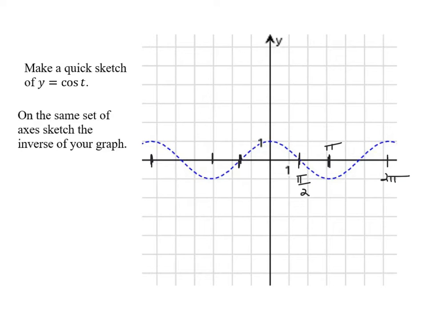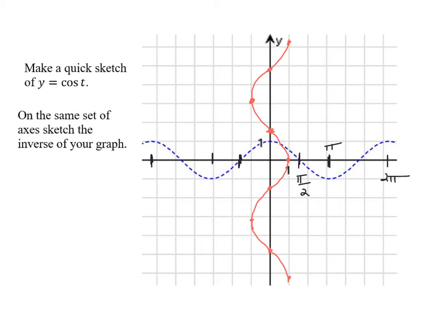All right, check and see if this is what you got. If you faithfully switch the x and y coordinates of each point, and of course you can just pick the main points to do that too. Like so, here I know I'm going through 0, 1, so I make sure my graph goes through 1, 0. Right here I'm at pi over 2, 0, so I'm going through 0, pi over 2, and so on and so forth.